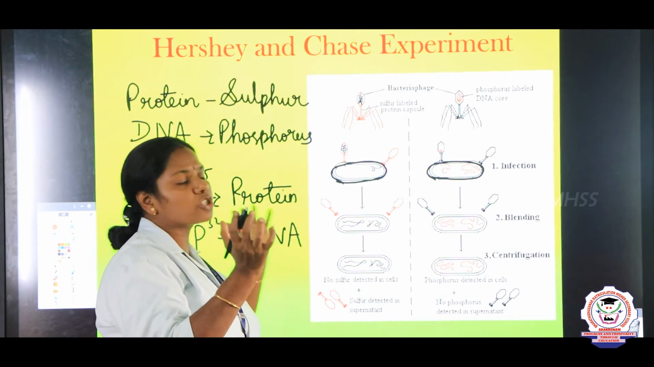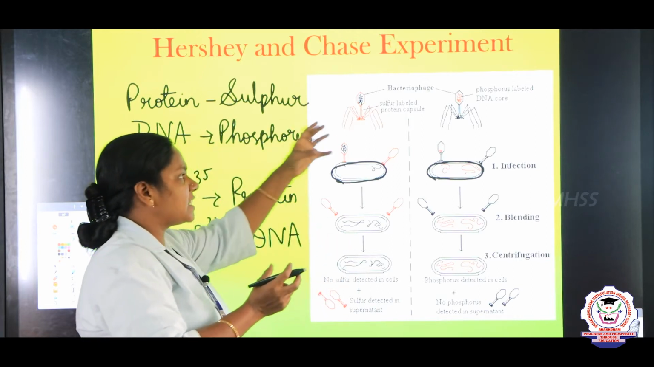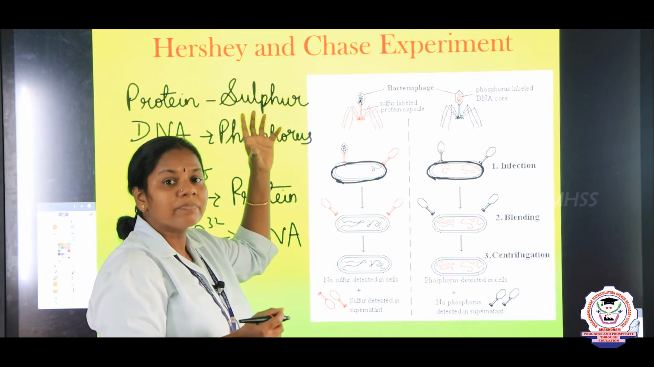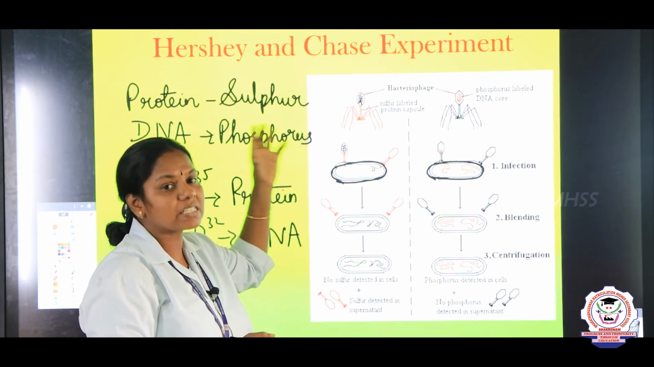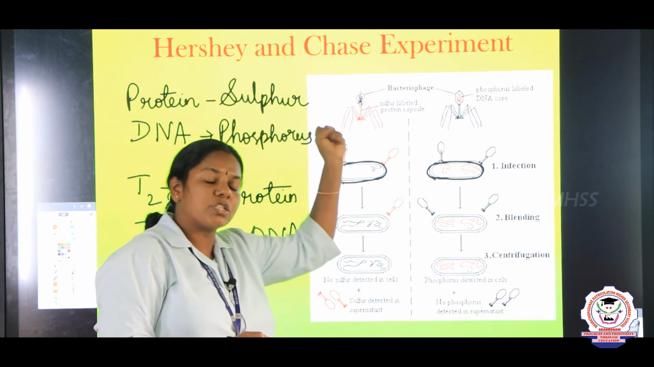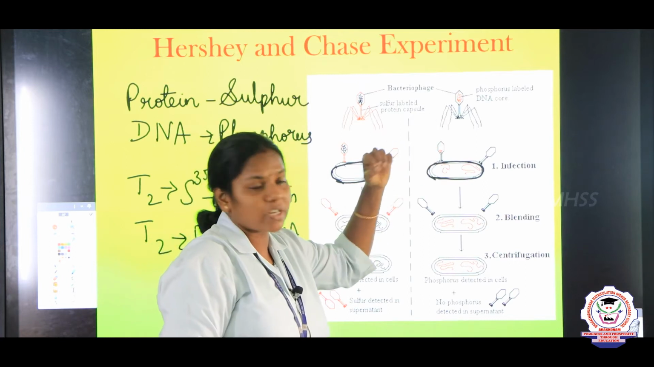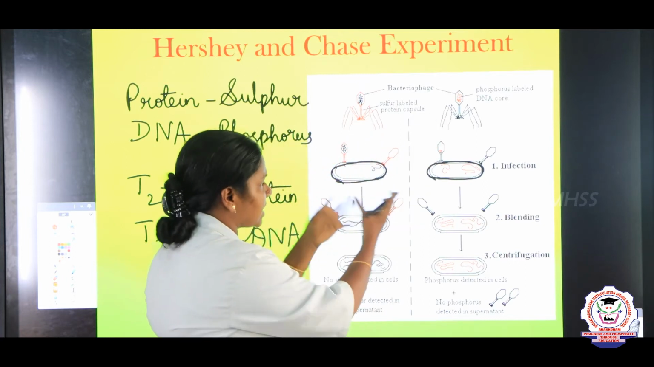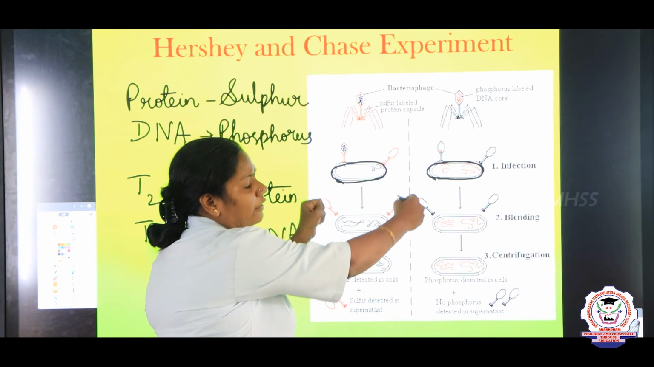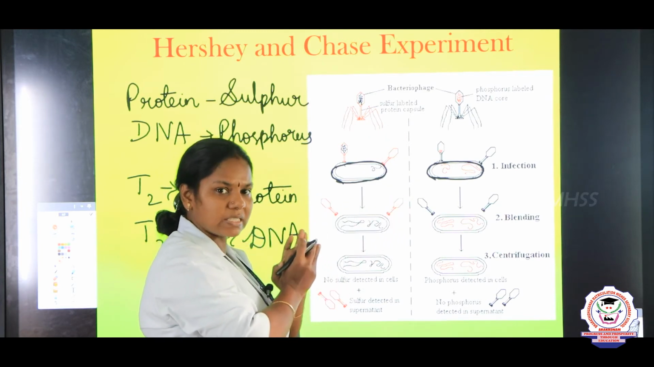Later he mixed both the labelings, that is the phages grown in the sulfur medium, that is the protein, and the phages grown in the phosphorus medium, that is the DNA. They were both mixed and allowed to infect the bacterial cell, right.